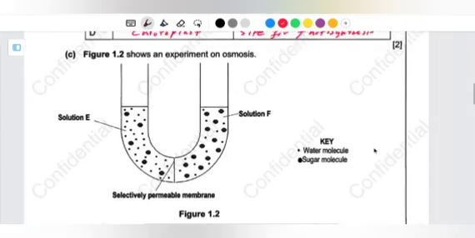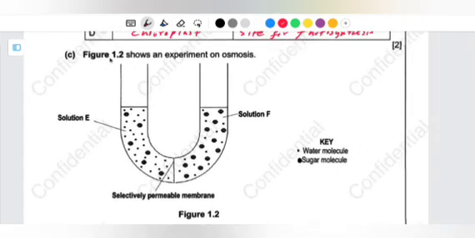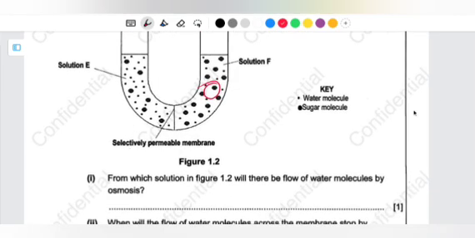So this one is saying figure 1.2 shows an experiment on osmosis. So we have solution E and then solution F. In terms of the key, the small particles are the water molecules, and then the bigger particles are sugar molecules. So which side is having a lot of sugar molecules? It is this side here, and then this side is having a small content of solids. And this is a selectively permeable membrane. So it is allowing what should pass or what should cross it.